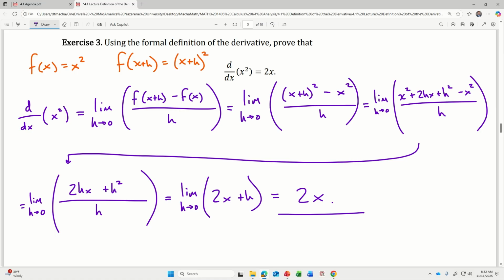And so mathematicians are always about proof. We're always like, you think this is true, but prove it. Well, this is the logical proof. Why do we say the derivative of x squared is 2x? Because we have a formal definition of the derivative, and when I use it, I can plug it in and it works. Do you understand how to do exercise 3? All right.